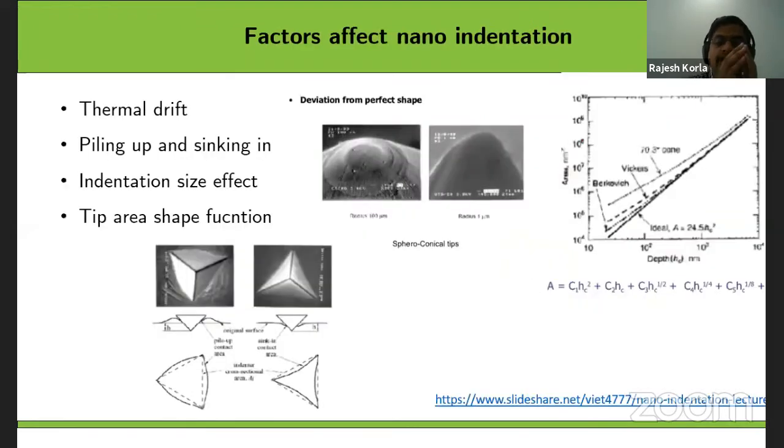While doing indentation, though it gives very advanced information about a particular phase, particular material, particular grain boundary, unless you are careful enough, it can create very erroneous values. First thing is basically thermal drift.